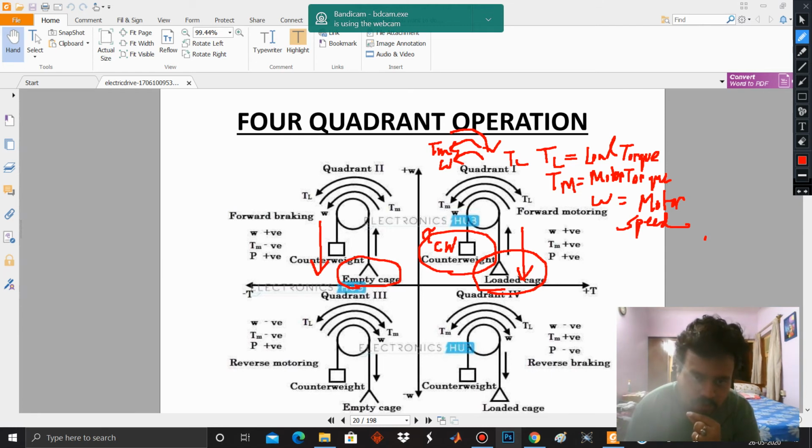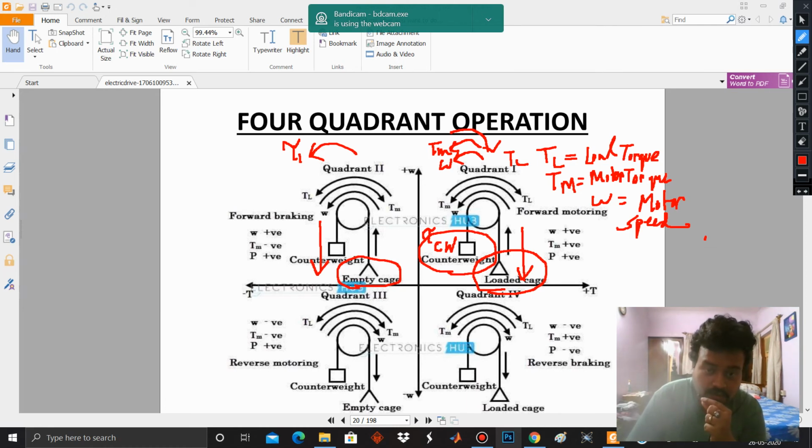So now the load torque has got reversed. It has now become anti-clockwise. So now tau L is in the anti-clockwise direction because the cage is empty here. Here the cage was loaded. So as it becomes empty, the direction of the load torque becomes reversed.